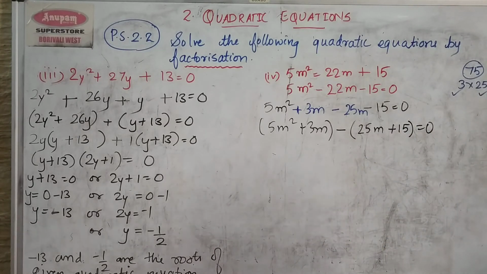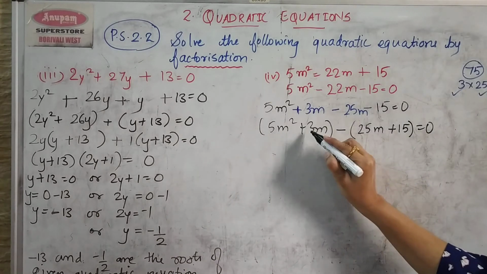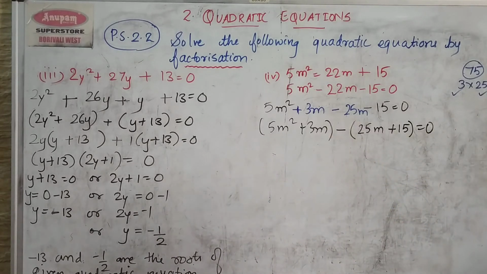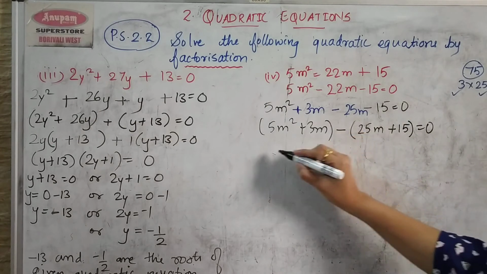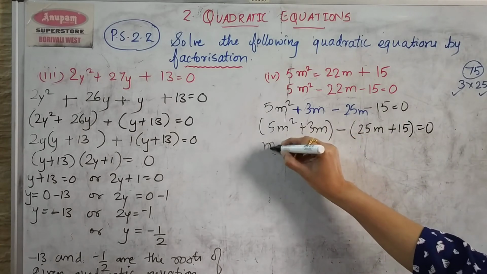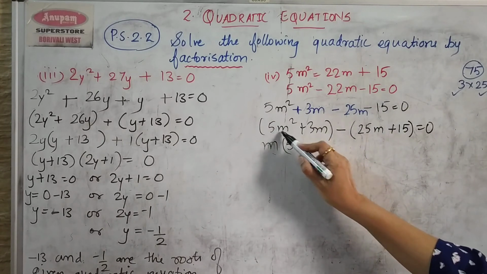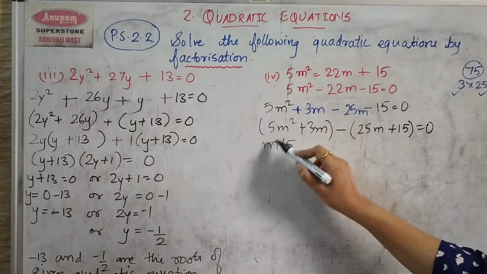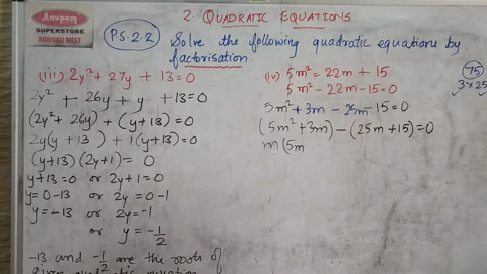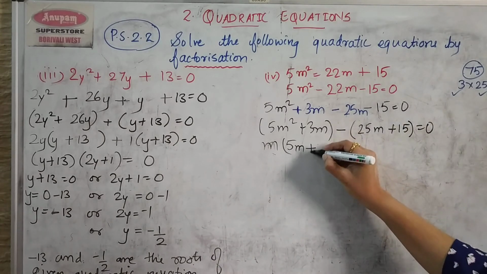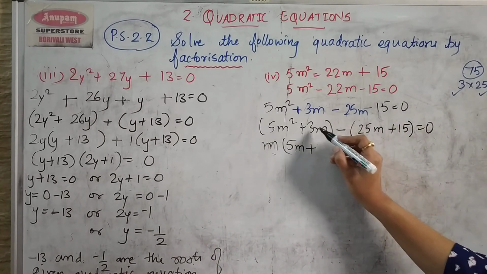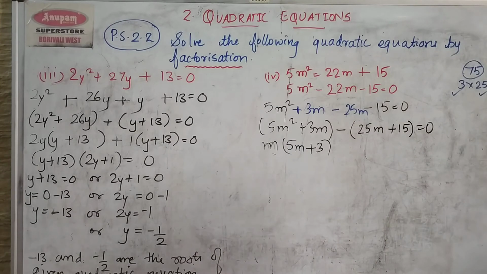Now let us check what is common. Now 5 and 3, nothing is common, so 5 and 3 will remain inside. M square and m will go outside. So inside you are left with 5. See, out of this 2m, there are 2 m's, out of which 1 m is outside. So 1 m will go inside. Plus, this m already went outside, so you are left with 3.